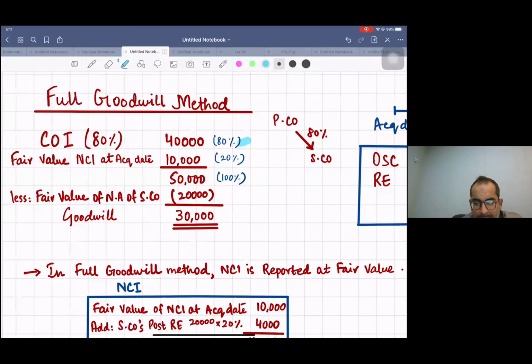So definitely we'll add this thing, fair value of NCI at acquisition. And my dear student, in 90% or 80% of questions, this fair value of NCI is ready-made given. And sometimes you need to compute this fair value of NCI through S company's NCI's number of shares multiplied by share price, right?